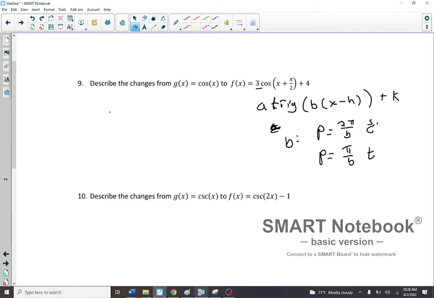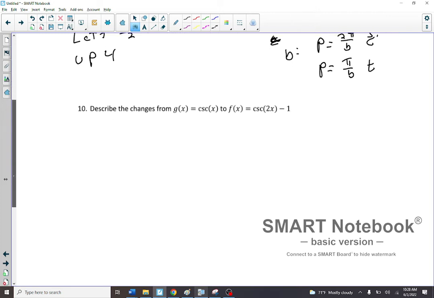So we have a 3 in the front, so that is going to change the amplitude or vertical stretch to a factor of 3. The h is a -1/2, so it's going to be a shift to the left, so left pi over 2. And then it's going to go up 4, or the midline will be up 4.